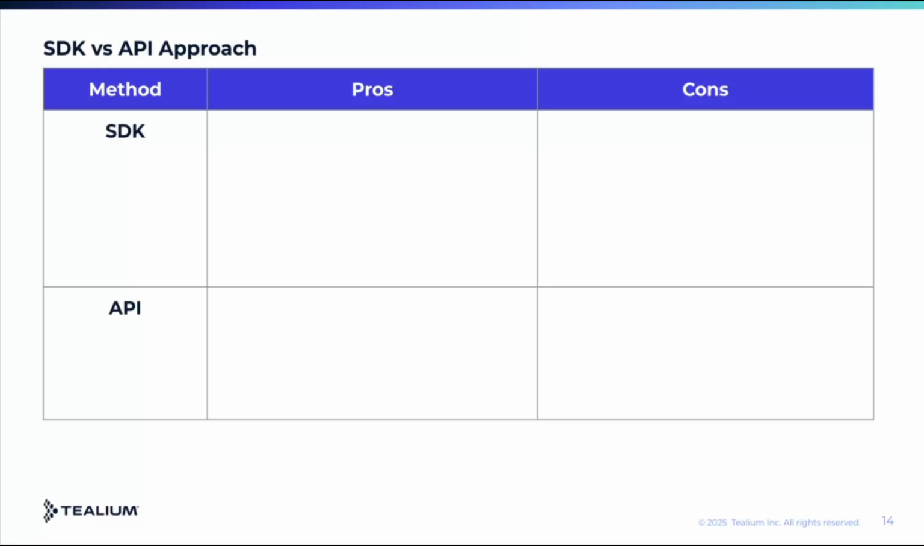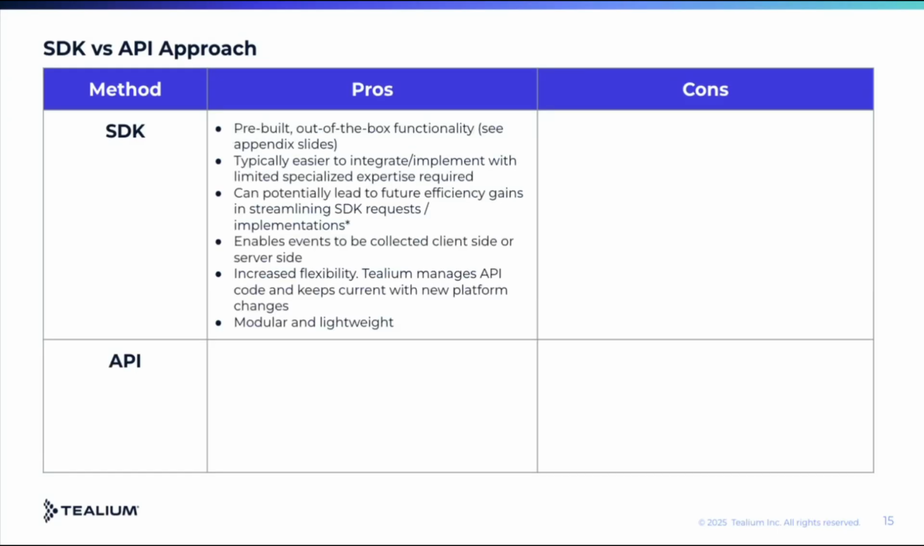Let's pause for a second and take a look at the two main paths we see customers take: using an SDK versus using the API. Because there still are quite a few benefits to using an SDK. The SDK approach gives you a lot of out-of-the-box pre-built modules, integrations, lifecycle tracking, consent management, etc., all handled automatically by Tealium. It's typically faster to get up and running, especially if your team doesn't have deep back-end expertise.